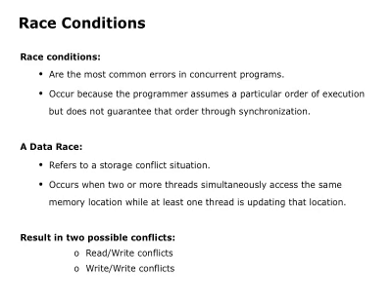A data race refers to a storage conflict situation. So you have shared data among multiple threads. A data race will happen when two or more threads simultaneously access the same memory location, while at least one thread is updating that location. If all the threads only read from that location, things are fine. But if one thread is going to write to that location and you do not do proper synchronization, the other threads may not see consistent data.